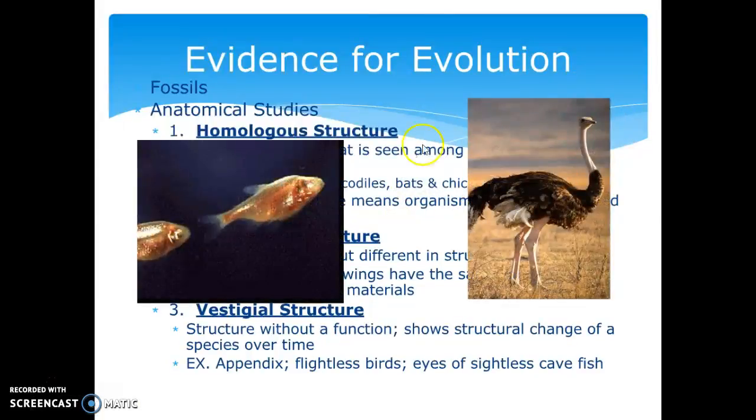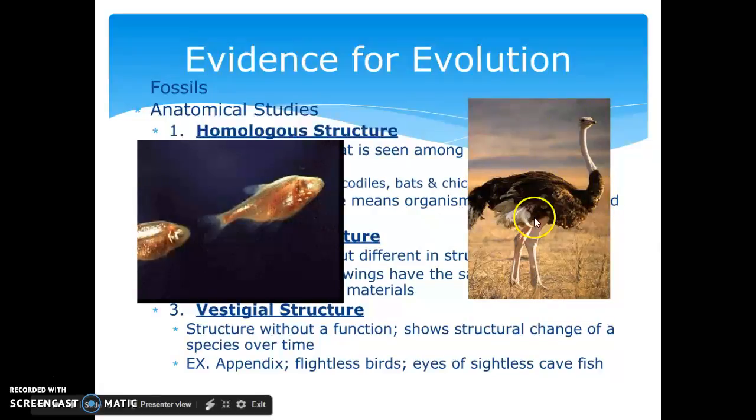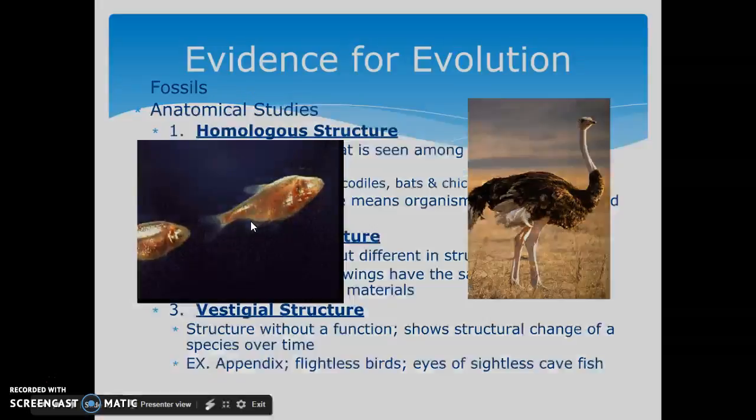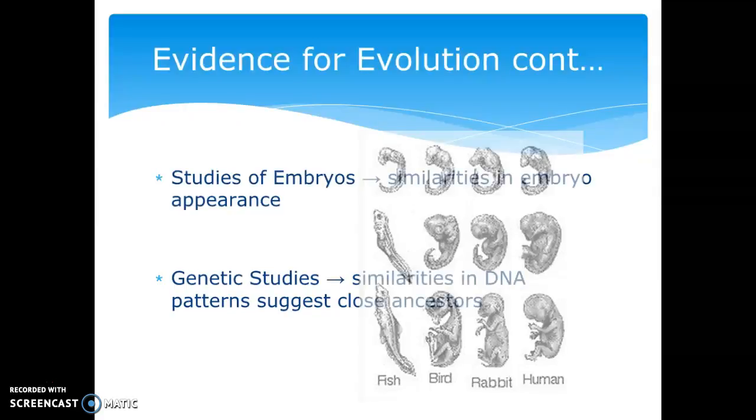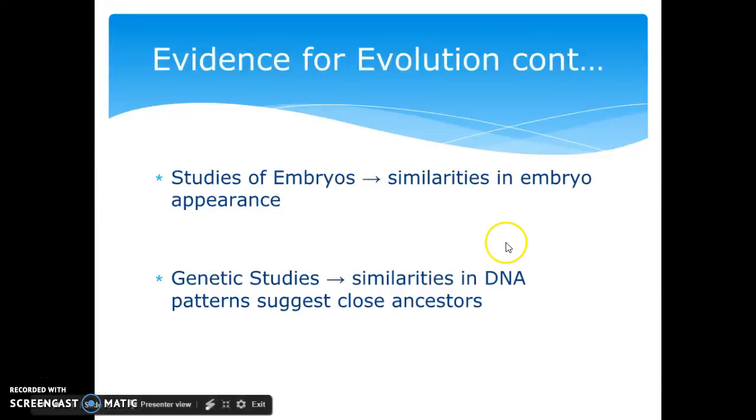And this shows the flightless bird. Okay, these guys don't fly anymore, but yet they still have wings. And these guys can't see anymore, but yet they still have eyes. I would highlight this whole slide. And this just shows the different embryos of different organisms and kind of how similar they are. And it kind of shows the different evidences for evolution with that. So also genetic studies, they can take DNA and suggest close ancestors. And that is it, the end.